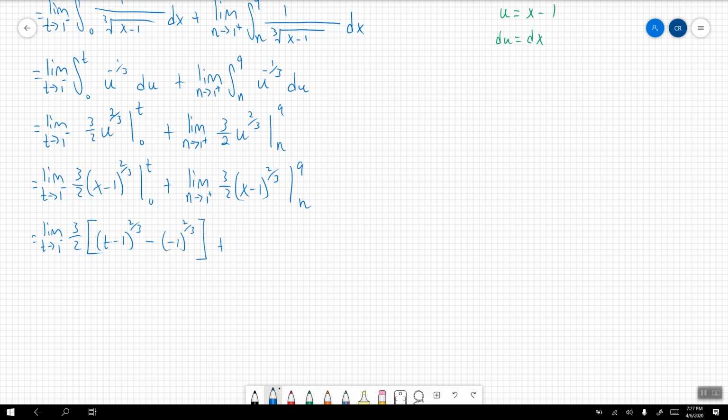Nice. Plus the limit as n goes to 1 from the right-hand side. And, ooh, excuse me. Did I substitute? Yeah, I substituted in t there. Okay, good. Sorry, my apologies. I thought I missubstituted a value here, but we're all good so far. 3/2 multiplied by, that's going to be 9 minus 1, so that's going to be 8 to the power of 2/3. And then minus, that's going to be n minus 1 to the power of 2/3.